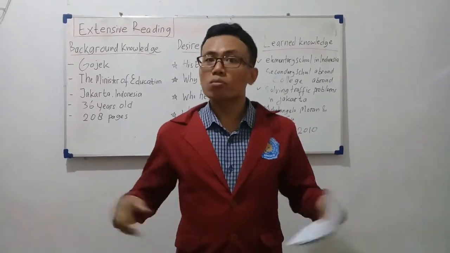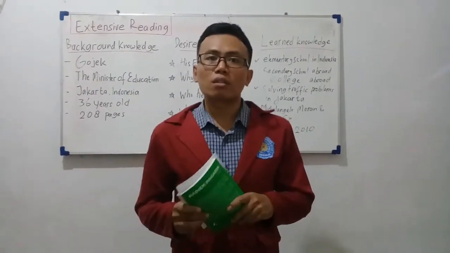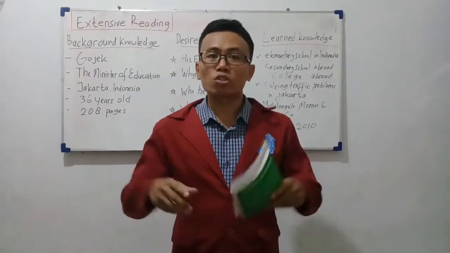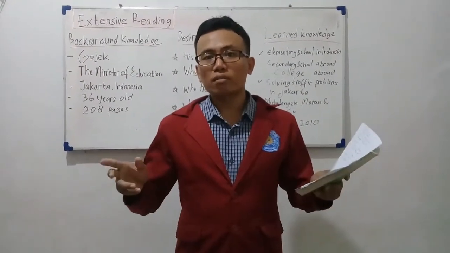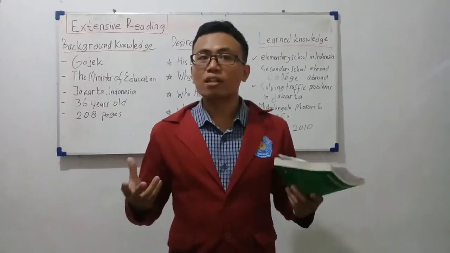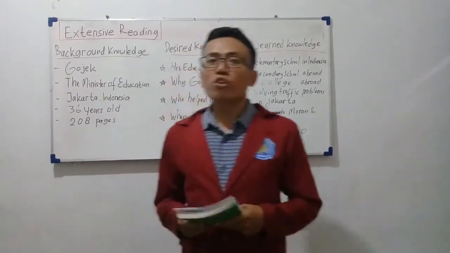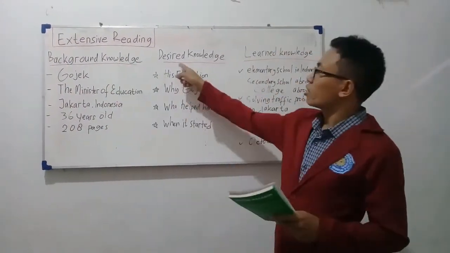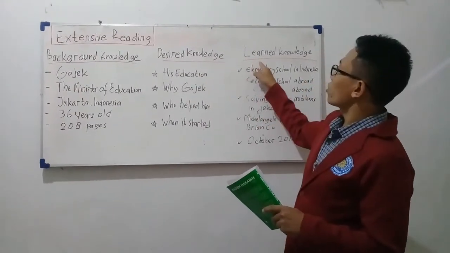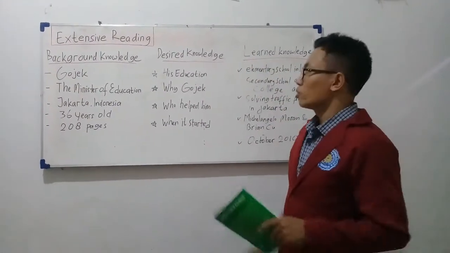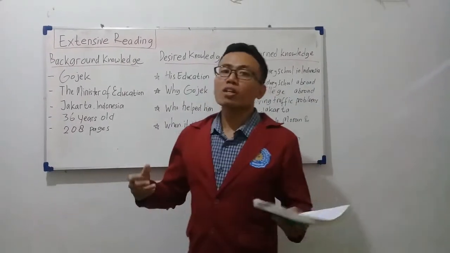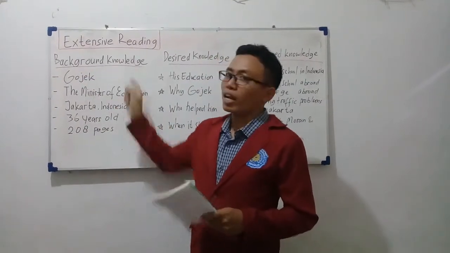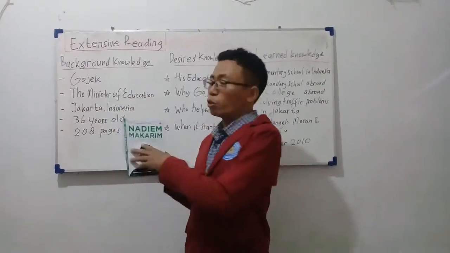Okay, so now that we know the strengths and weaknesses, let's jump into the techniques that your students can use so that they can read and understand easily. There are 3 steps. First, background knowledge. Second, desired knowledge. The third, learned knowledge. So before a student reads a book, we have to let them know they have to know the background knowledge.